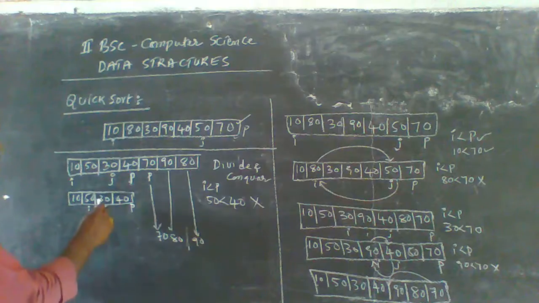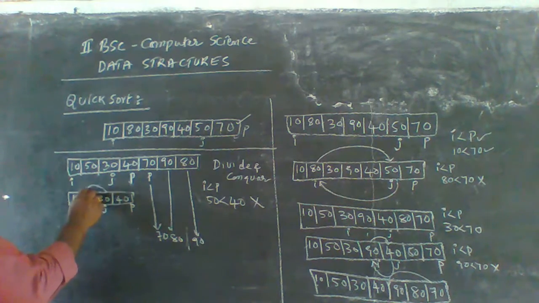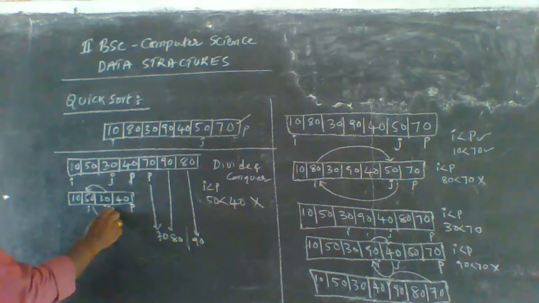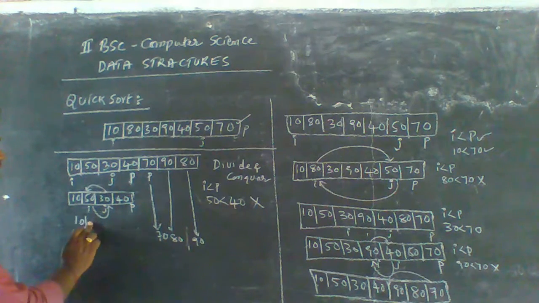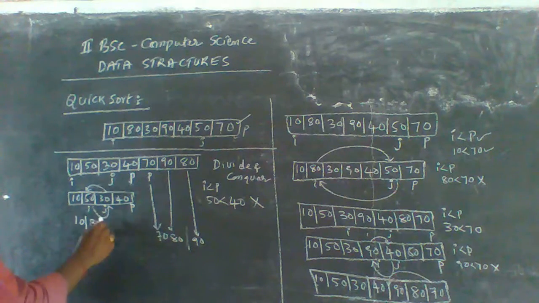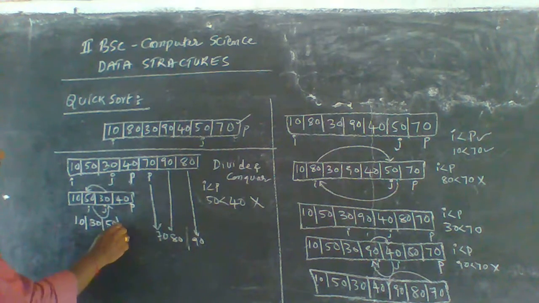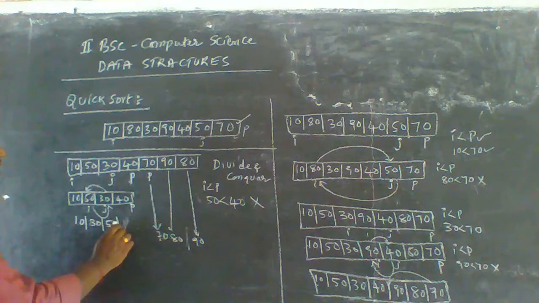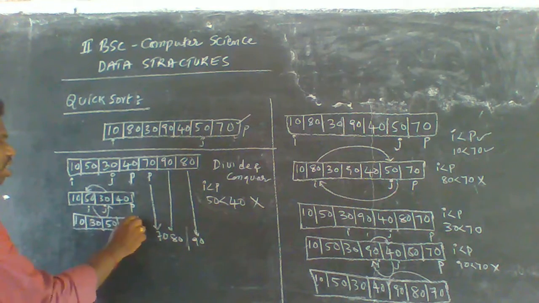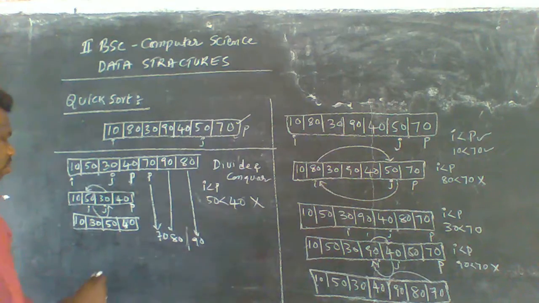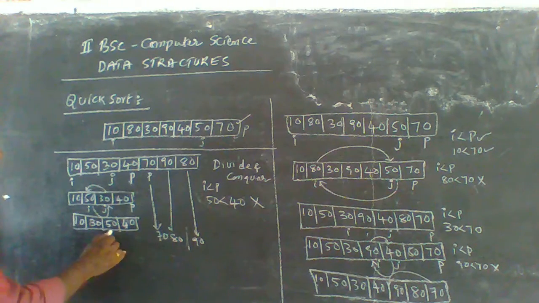Whenever the condition is false, we have to swap the I and j values. For that purpose we swap this value from here, so 10 and 30 will be placed here, and again 50 will be placed here, and the pivot value is 40 here. So this process is available here. This is the I value here, and this is the j value here.